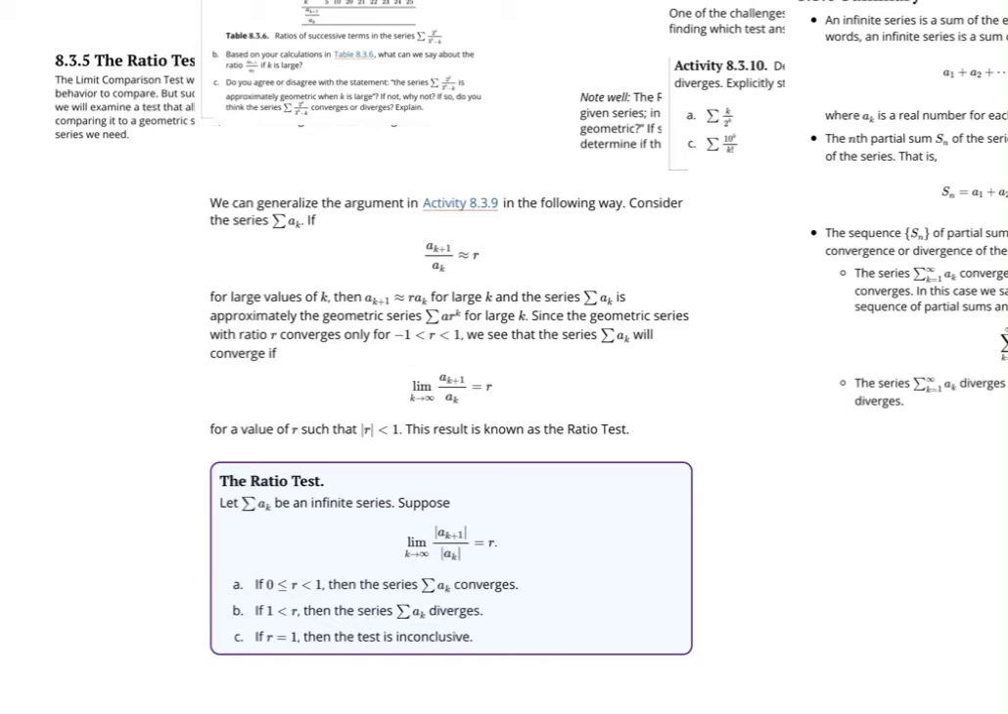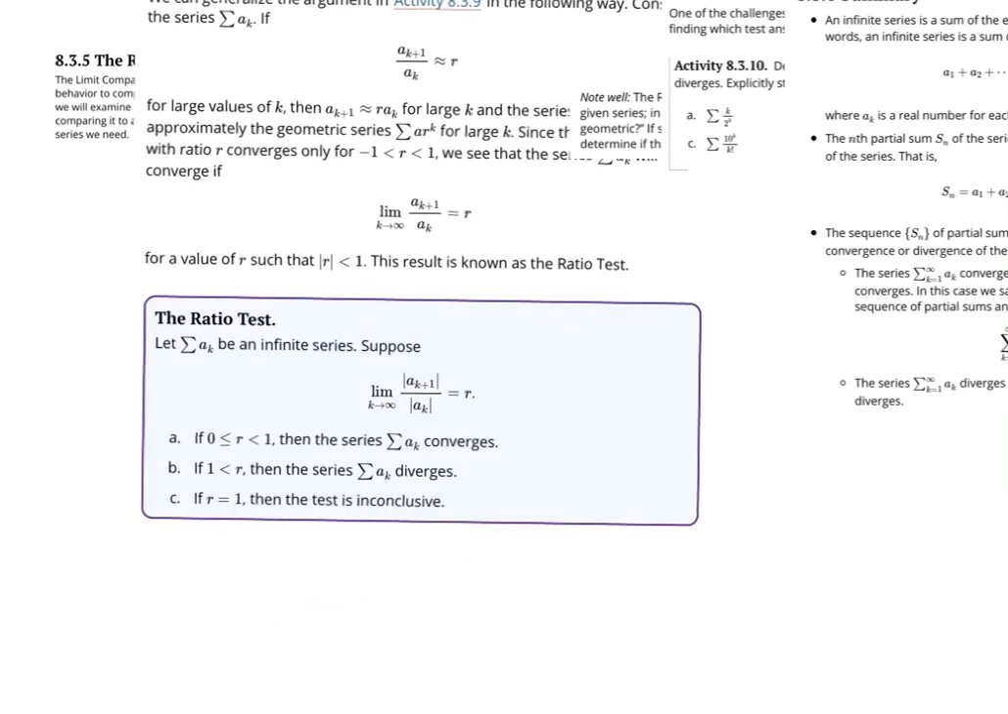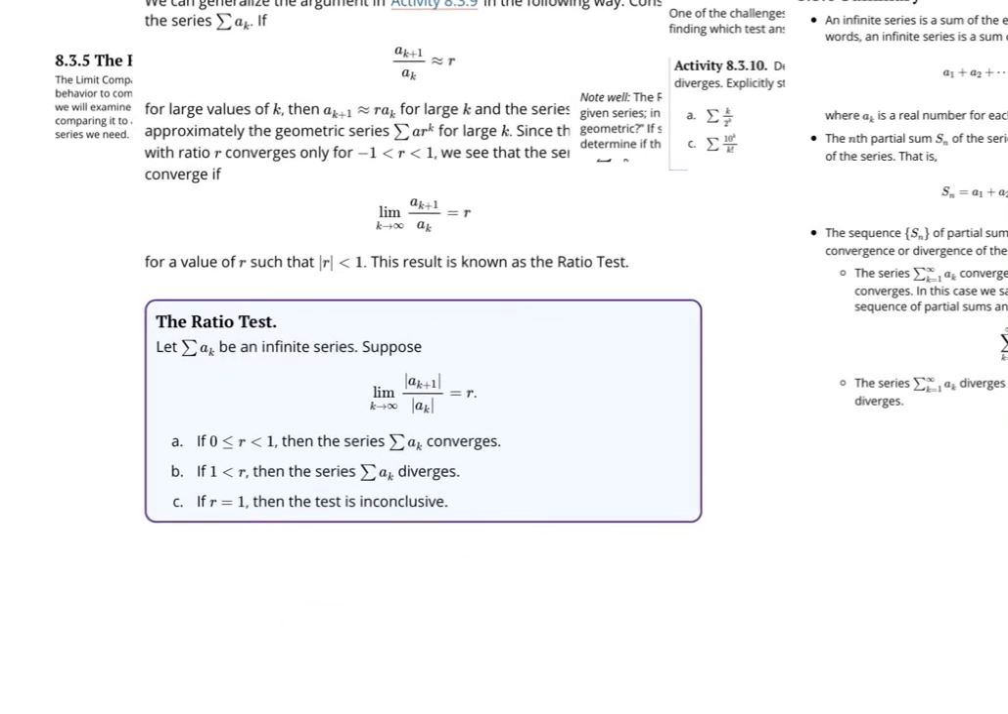Okay, so the ratio test is saying assume the sum of a_k is an infinite series, then the limit as k approaches infinity of this ratio of consecutive terms in absolute value is, let's call it r. If that r is less than 1, then the series is going to converge. If r is greater than 1, the series is going to diverge. If r equals 1, then the test is inconclusive.